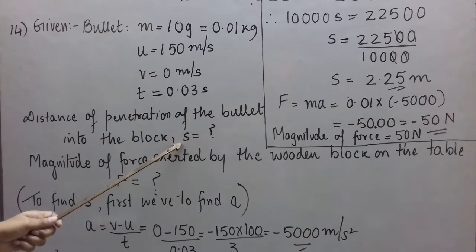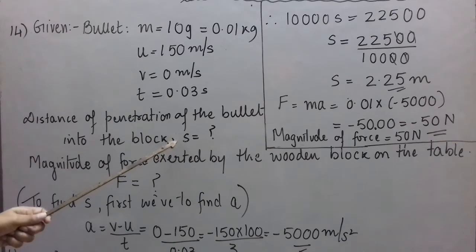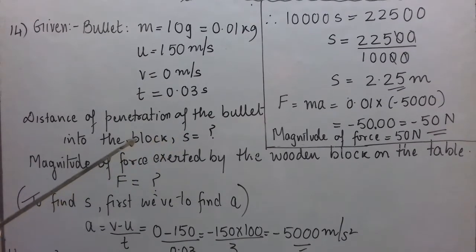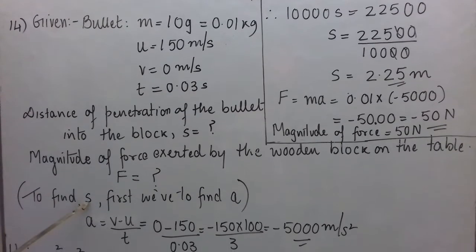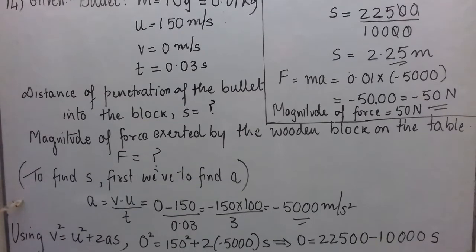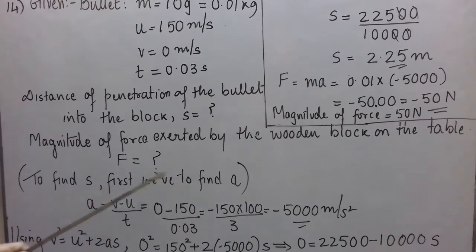But we know that the first equation is v is u plus at. In the second and third equations we have s, in the first equation we don't have s. But again, whether we use the second or third equation, we know we need a. So to find s, first we have to find a. No need for you to write this. You should just remember that to find s, first we have to find a.